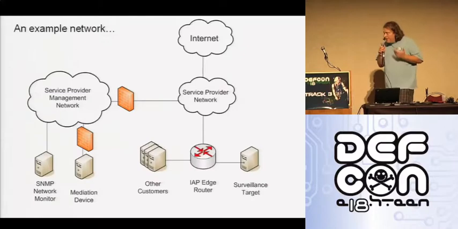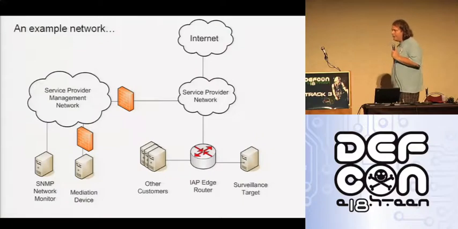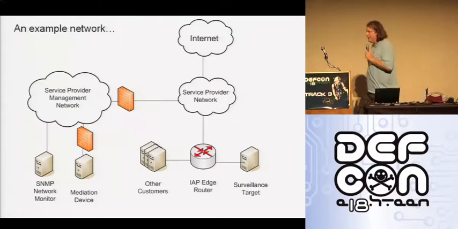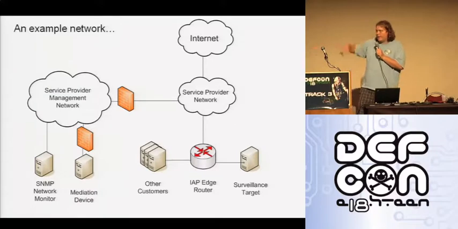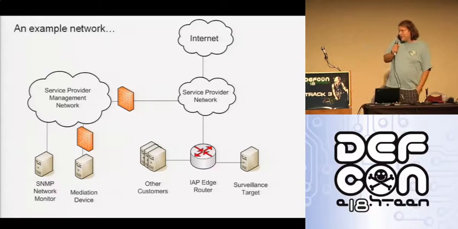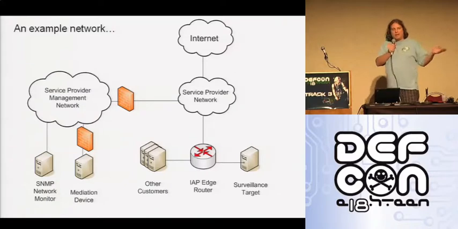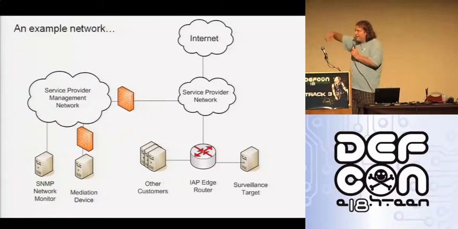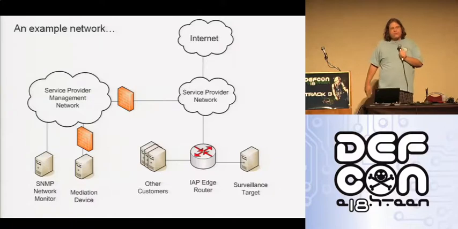This is a network map. It's an example network that shows you how this looks when it's actually deployed in an ISP's environment. There's this IAP edge router down here that's providing service to a bunch of customers. And one of those customers is the surveillance target. Somewhere within the ISP's cloud, there's this service provider management network. This is how ISPs run their networks. They have SNMP monitoring servers and a bunch of other machines in that network that they use for running all of their gear. In that service provider management network is the mediation device, hopefully behind another firewall.